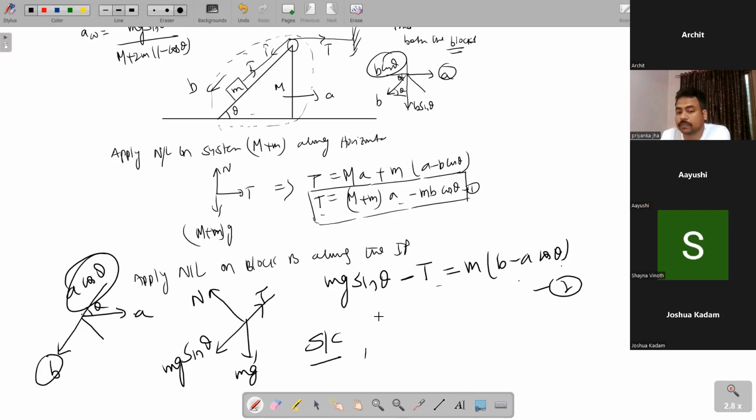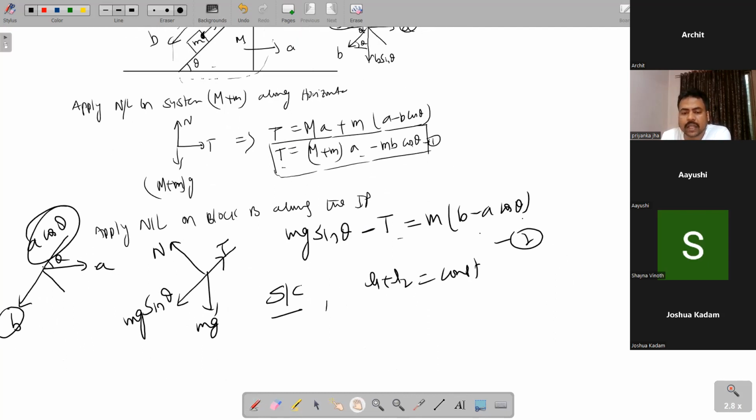What does this string constraint say? See, suppose this segment from here to here, length is L1. From here to here, length is L2. So the string constraint says that the total length of the string will always be constant because the string is supposed to be inextensible. So this is constant. Now we'll differentiate once. We'll get V1 plus V2 equals 0, but we are not supposed to find V1, V2. We are supposed to find acceleration. So we'll differentiate it twice. That is, we'll get acceleration of 1 plus acceleration of 2 equals 0.